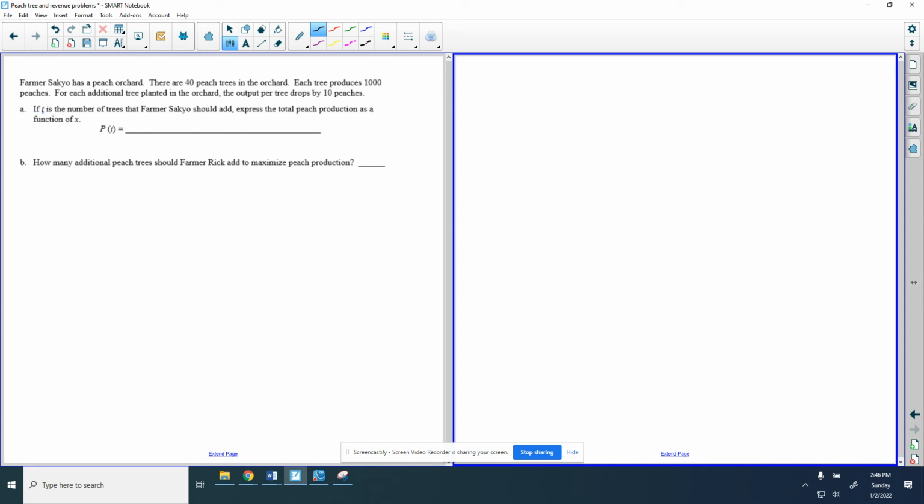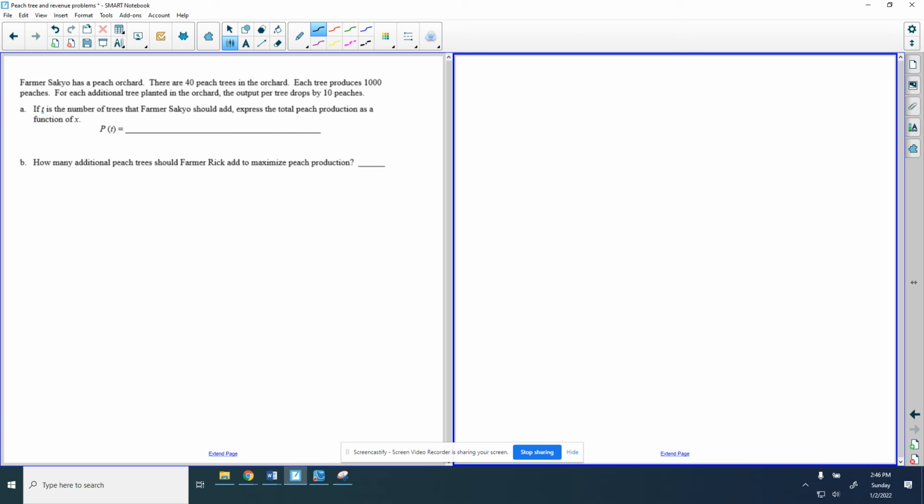The second problem is a peach tree problem. Farmer Sakio has a peach orchard. He has 40 trees in the orchard. Each tree produces 1,000 peaches. He notices that every time he plants an additional tree, I guess it uses up resources, and the output drops by 10 peaches. If T is the number of trees that Sakio should add, what would the total peach production be? Well, that would be the number of trees times how many peaches there are per tree.